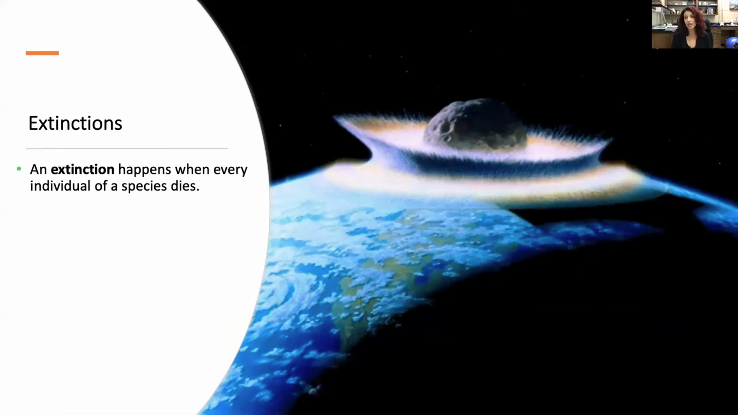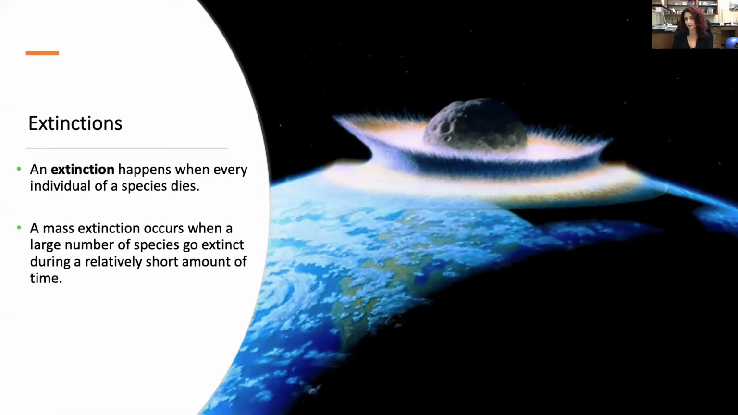So we can't talk about life on Earth without talking about extinctions of that life on Earth. An extinction happens when every individual of a species dies. So once the last creature of a specific group or species dies, the whole species has gone extinct. And a mass extinction occurs when a large number of species go extinct during a relatively short amount of time.